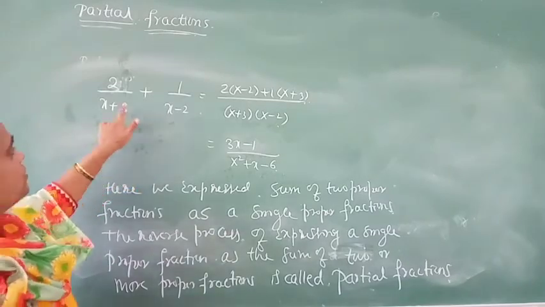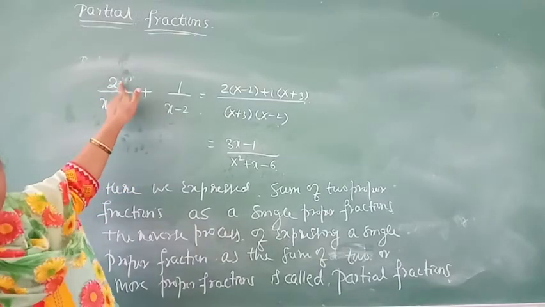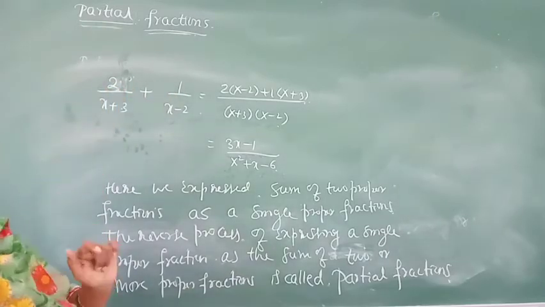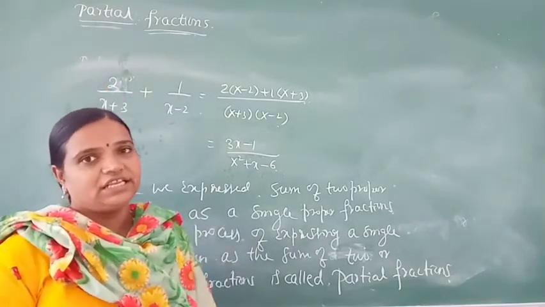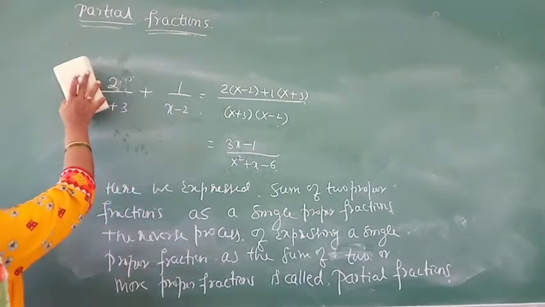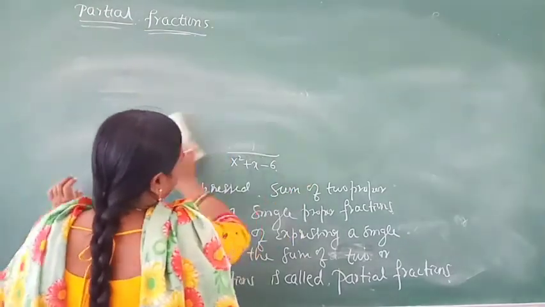For this we consider 2 and 1 is there, no? These two are constants. To calculate that 2 and 1 we are taking this A, B, C like that. Okay, this is the definition of partial fractions. After knowing the definition of partial fractions, now I will give the conditions.